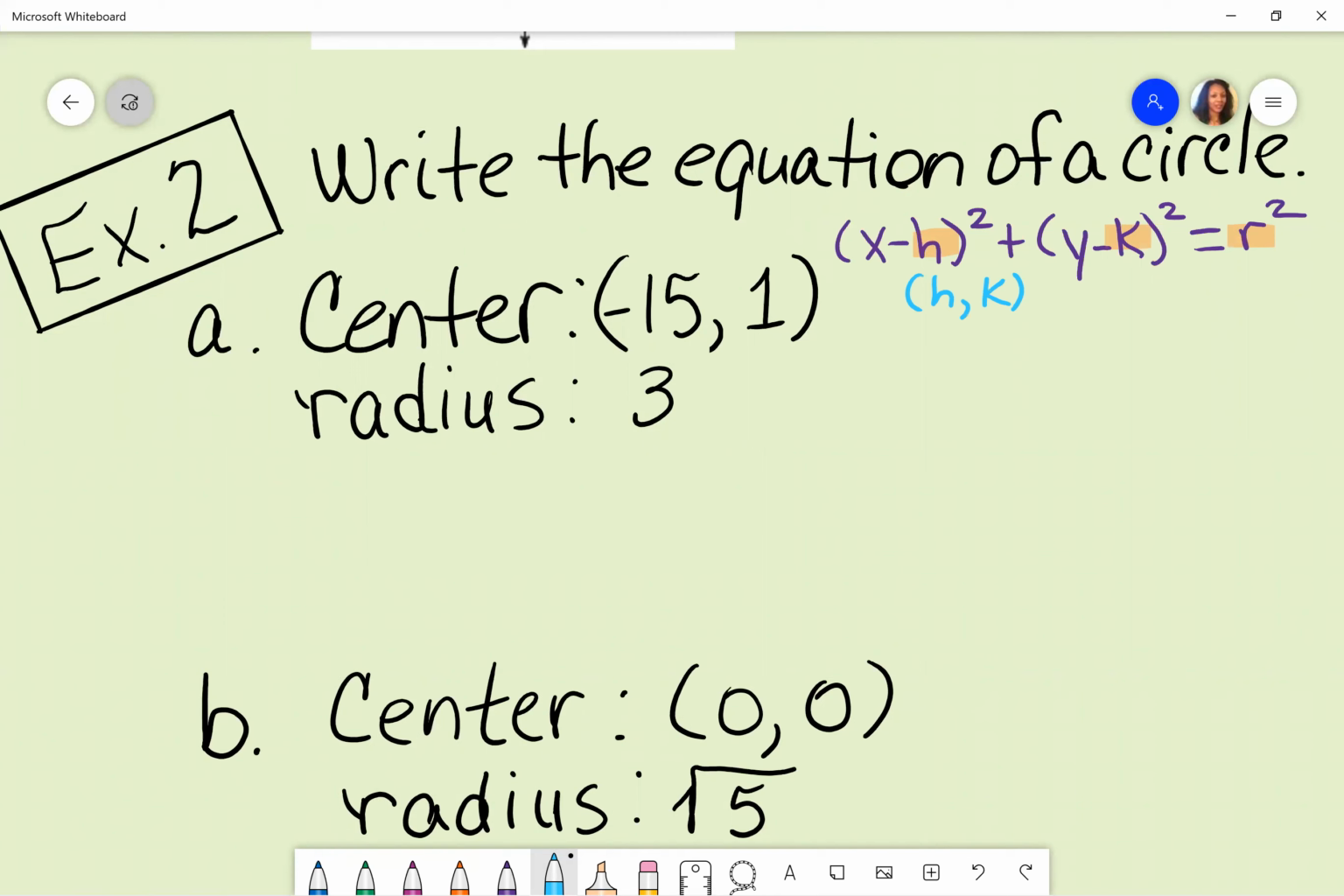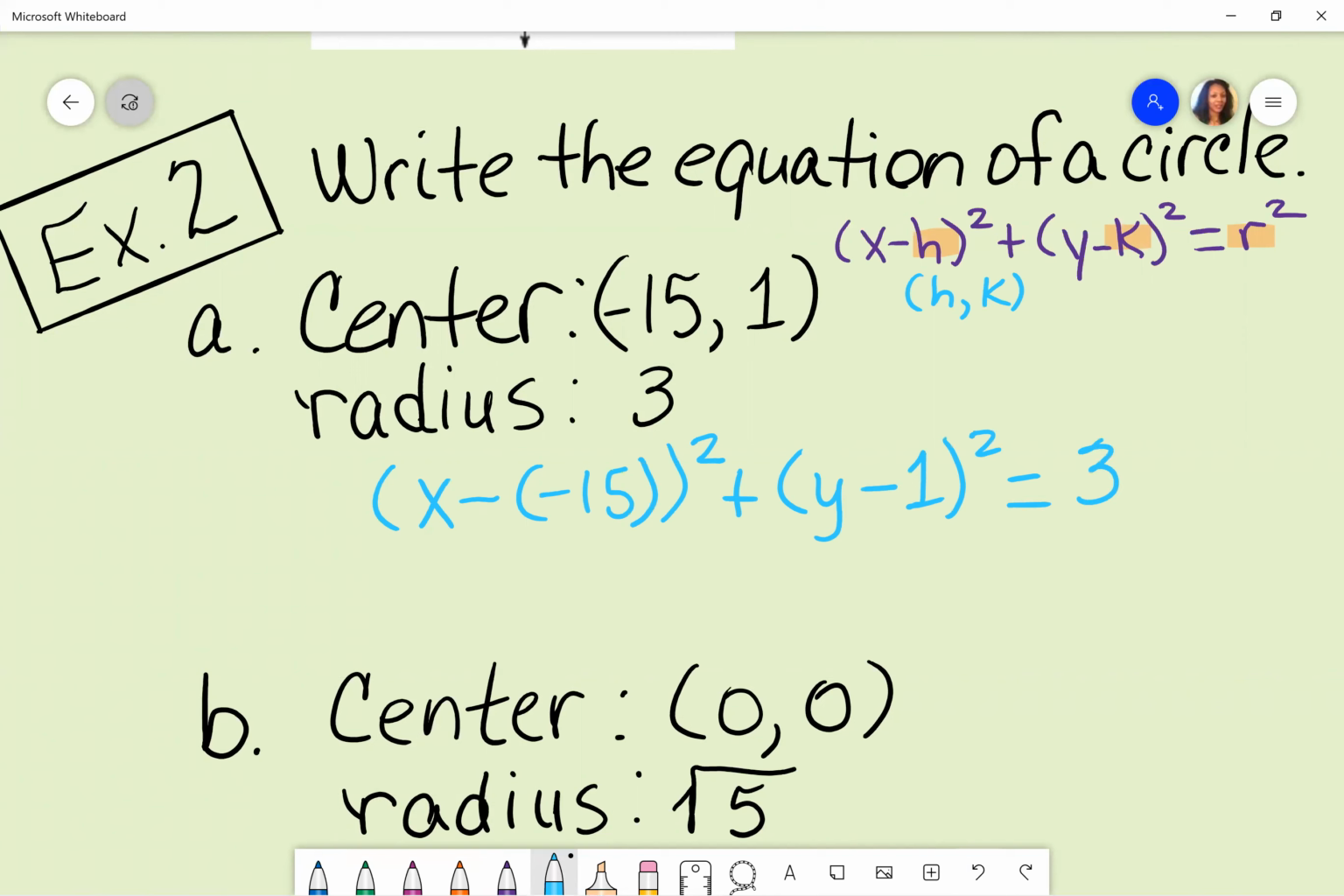So I can go ahead and rewrite. The x and the y never change, so you always leave those in your equation. So x minus, well, this has a negative sign here, so negative 15, and all of that is squared, plus y minus, and then your k is 1, squared, and r is your radius, which is 3.